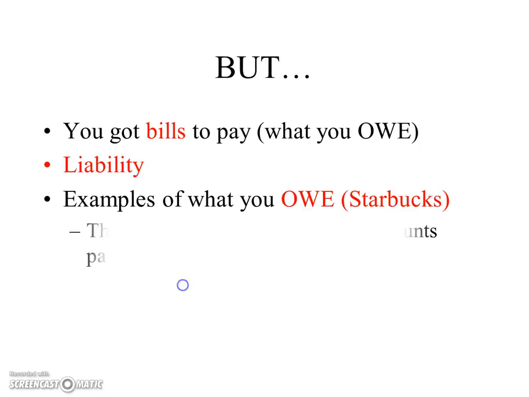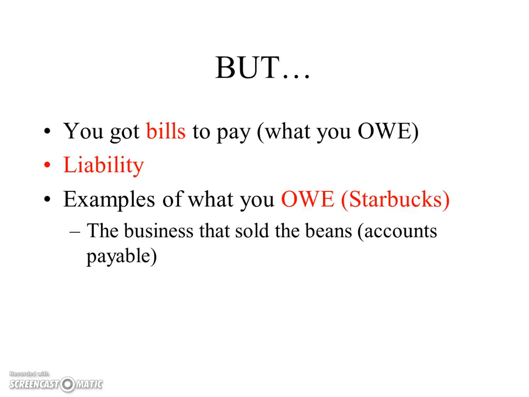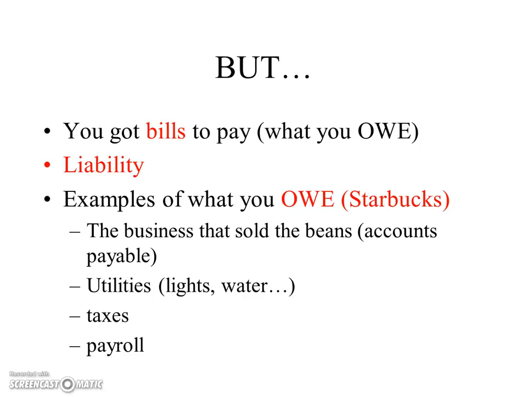Some examples of liabilities for Starbucks: if a supplier sold Starbucks the beans, Starbucks pays them later, so they've got an accounts payable. That's a liability for the beans. Another liability is labor or payroll. Somebody works, you owe them money for their hard work. The other thing is, when you're making coffee at Starbucks, you have to have energy and water. These are the utilities, which are also a liability. And of course, taxes. There's business taxes, property taxes. There's lots of ways in which the government gets money.